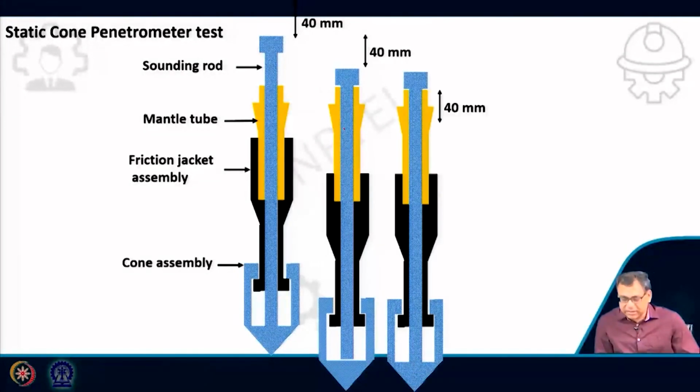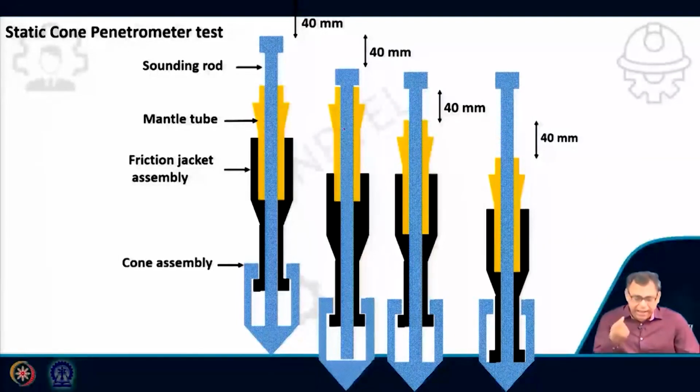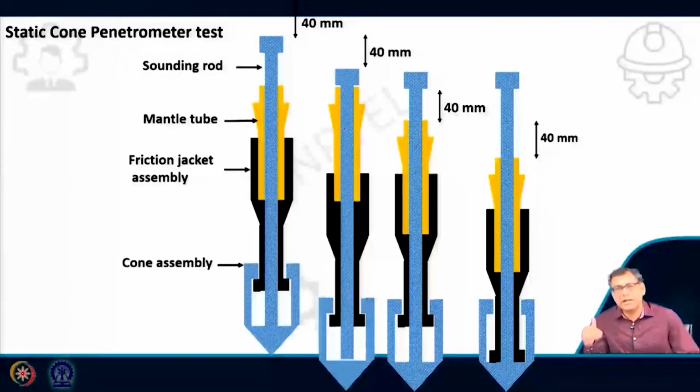Next stage, the mantle tube is pushed by 40 millimeter. In the final stage, again the mantle tube and the friction jacket assembly will be pushed by 40 millimeter to bring it to its original position, so that we can take the next reading.